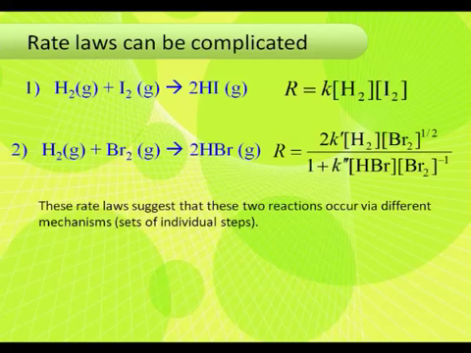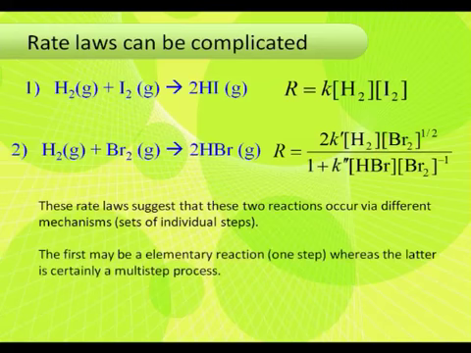So this rate law suggests that the two reactions occur via different mechanisms. Iodine and bromine are actually in only one group in the periodic table, but they are very significantly different in the reaction with hydrogen.